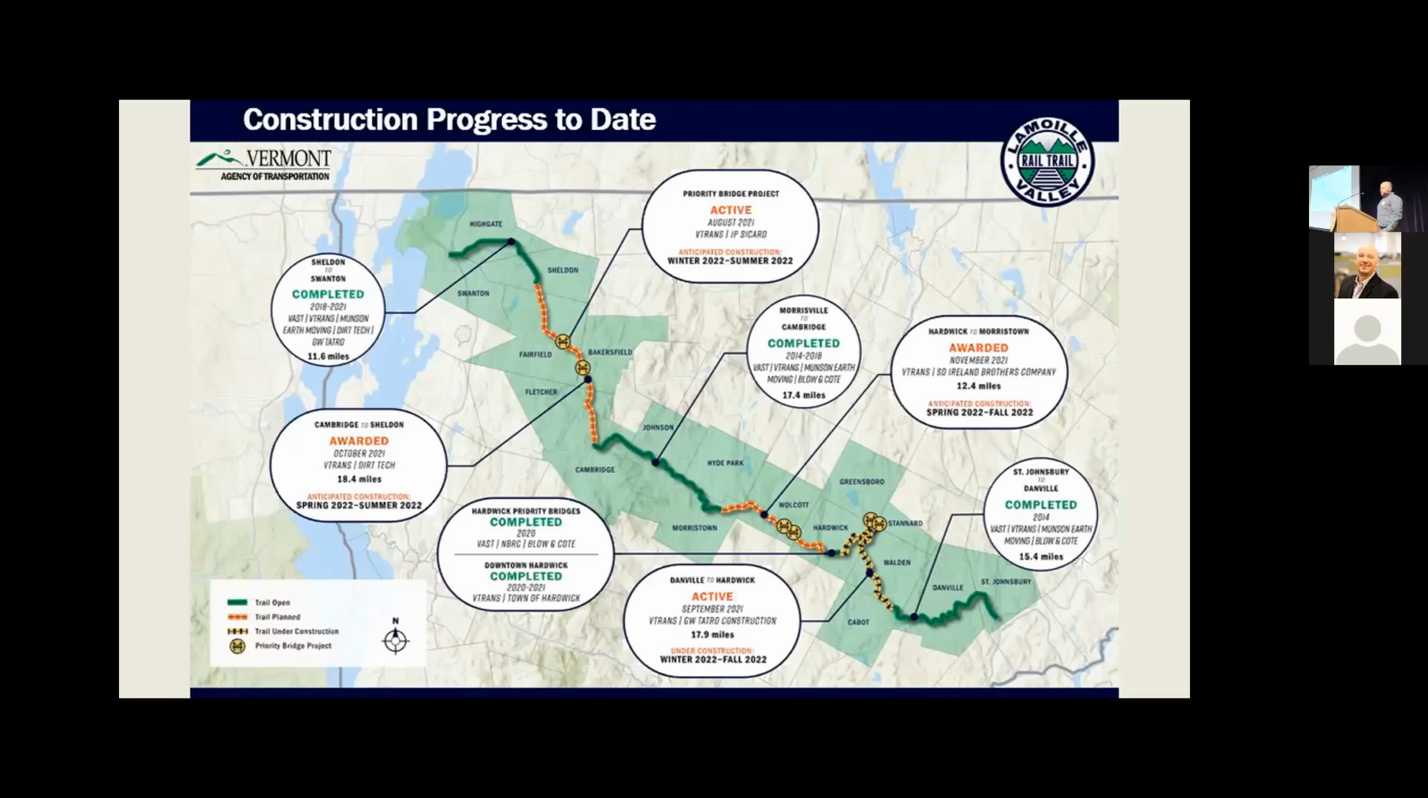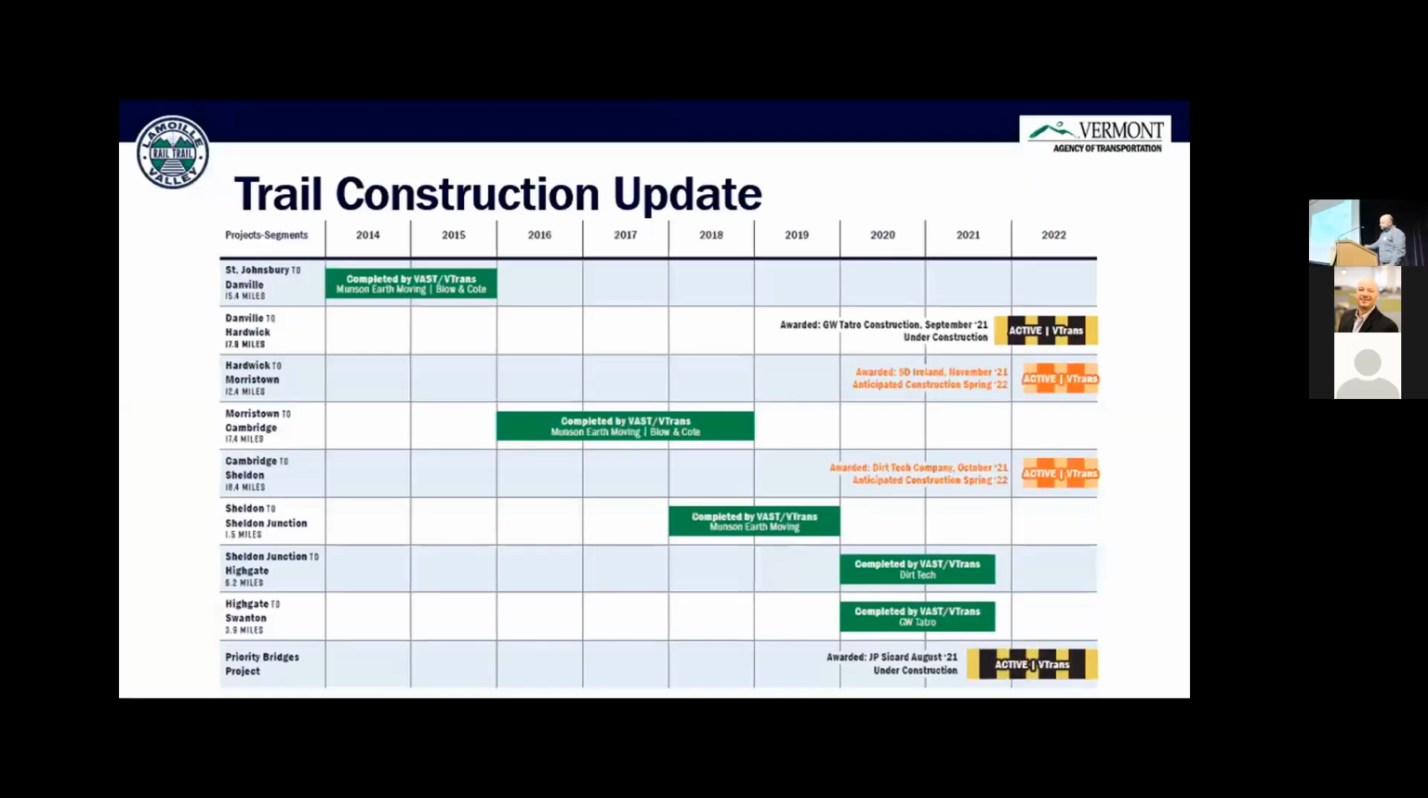And then last, furthest to the east, is Cambridge to Sheldon. That has been awarded to Dirt Tech. Same deal, that's an active VAST corridor, so there's not too much work they can do right now, but they're starting to compile materials and get ready to hit the ground in the spring. Here is some more of the schedule, just a representation showing what was completed when, and also a representation of how busy we are right now. We have a lot of work from January into 2022.